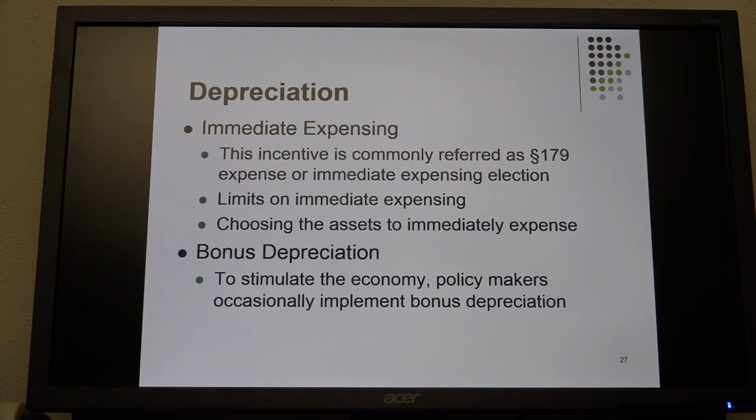The other thing that's good about 179 is it's elective. You can elect to immediately expense all, part, or even none of it. So there's some room for flexibility here.